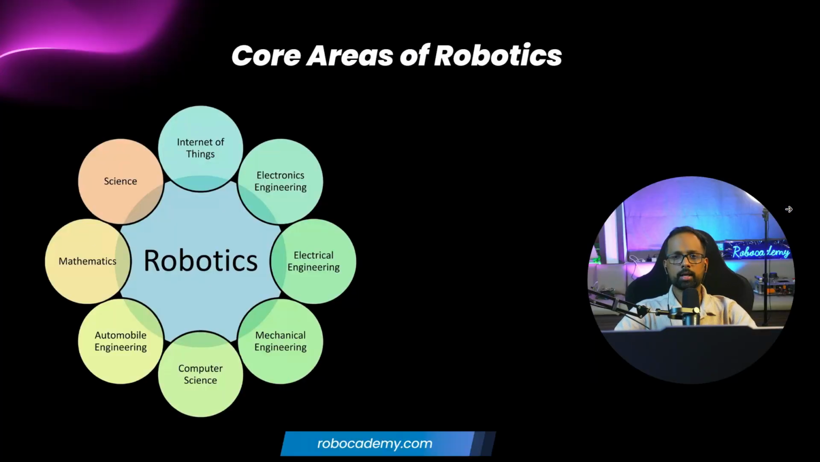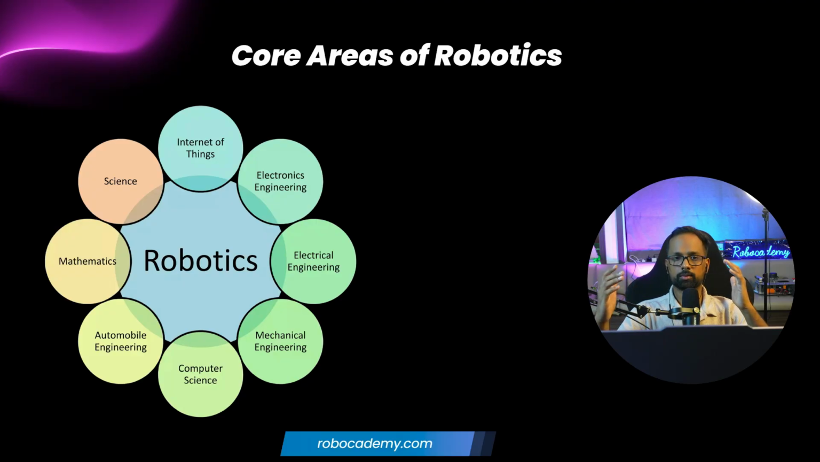So in this video, we will be going through the core areas in robotics and the branches of it. Okay, so let's have a quick look. Let's dive into it. So here are the core areas of robotics, meaning the domain called robotics is a combination of all these engineering disciplines. As I mentioned earlier, robotics is a multidisciplinary branch of engineering.